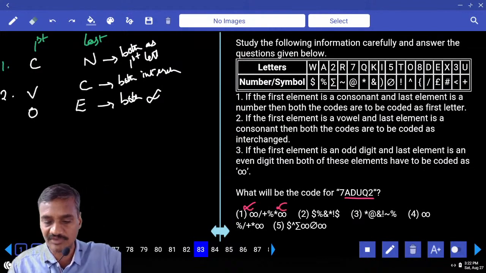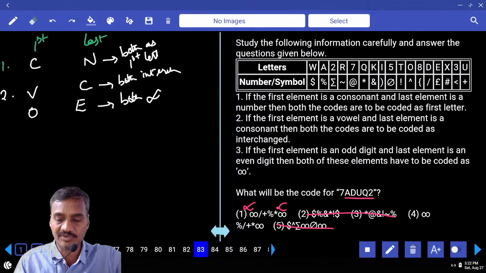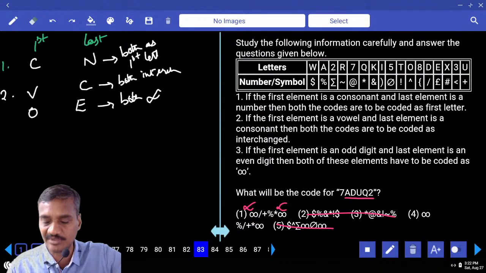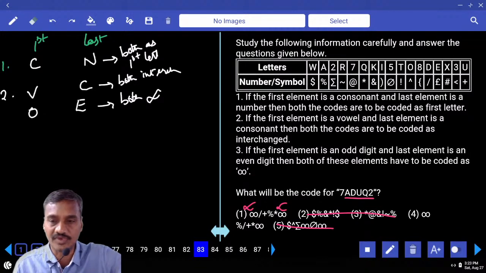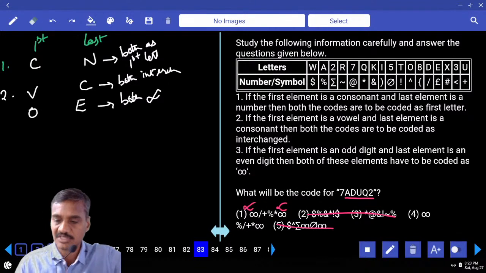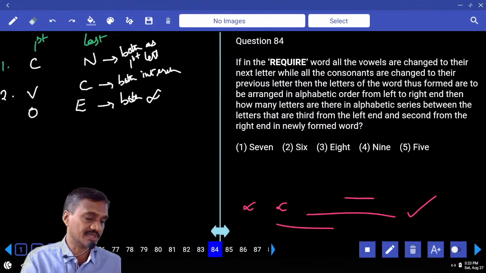And so among the given choices, how many choices? 1 and 4. And between 1 and 4, the second element is different. And A. What is the code for A? The code for A is percentage. Percentage as the second choice for 83. The next one, 84 onwards.